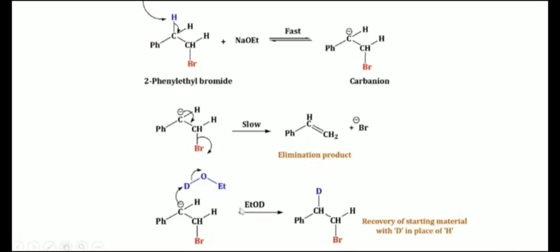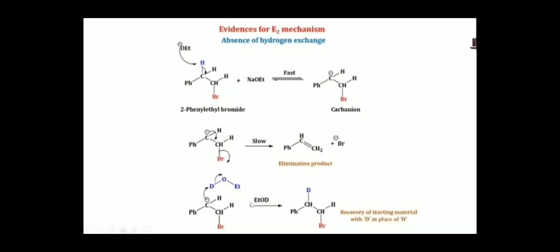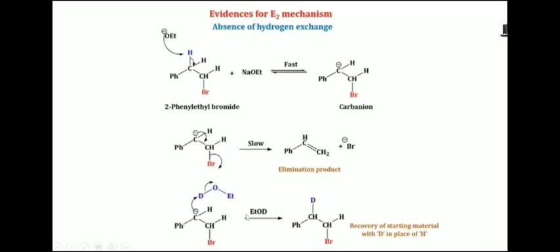Okay, so here the recovery of starting material with D in place of H takes place. Then the product obtained by elimination will be the same, C6H5CH=CH2, that means phenyl ethylene will be the product we get. So the mass spectroscopic analysis showed that it contains no deuterium. So typical second order elimination reactions are not accompanied by hydrogen exchange. So here, if carbanions were formed reversibly, there would be exchange; the E2 mechanism provides no opportunity for hydrogen exchange.